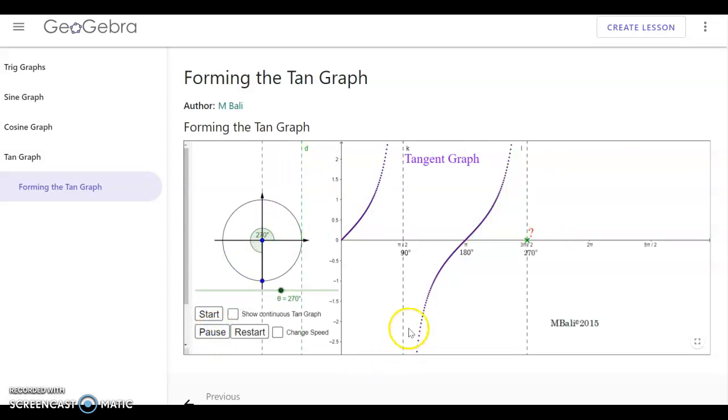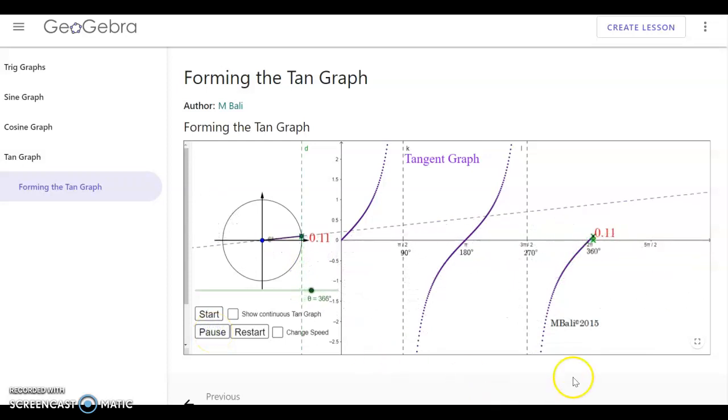Okay, so the graph gets to 0. It flips in the other direction. And again, at 270, we can see it's not going to ever touch that. It's going to continue going up towards that asymptote, but never touch it. Let's restart that and see what happens in the last section.